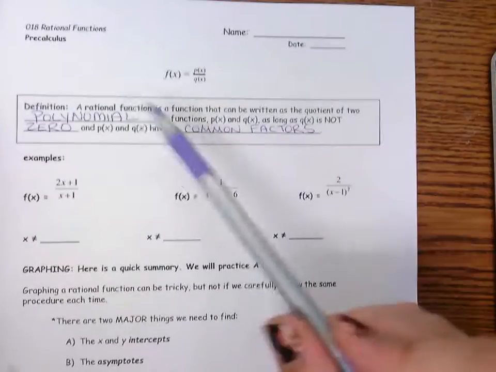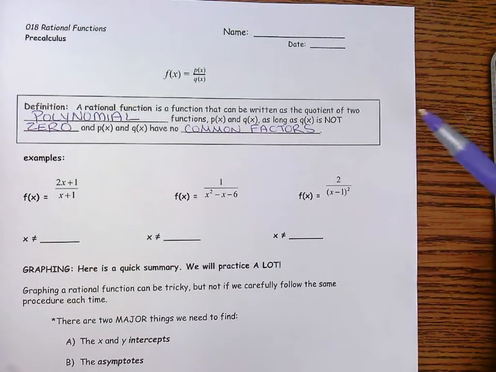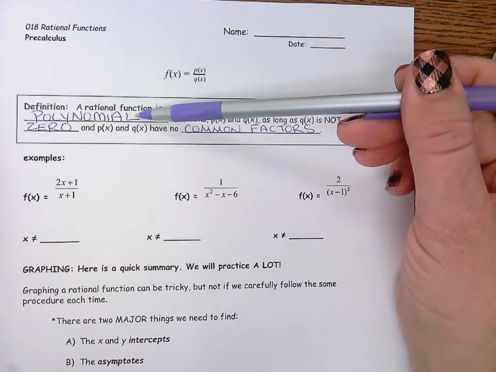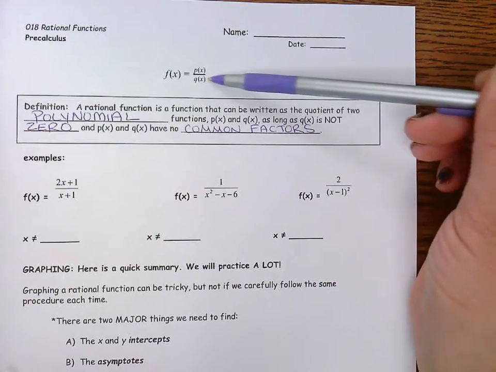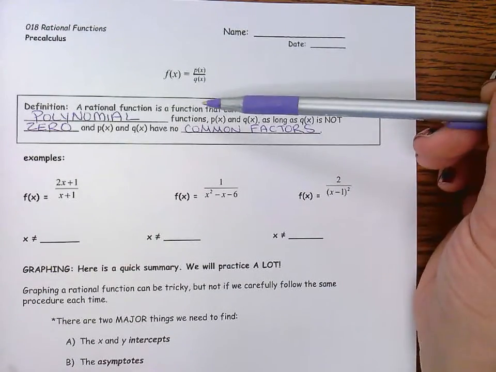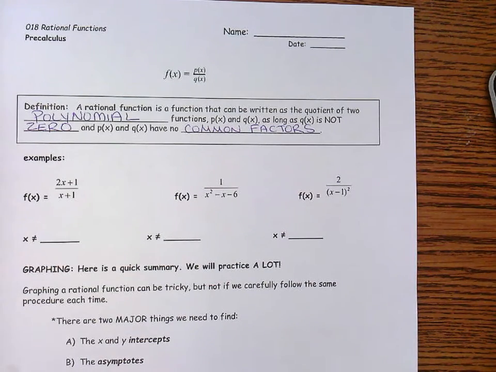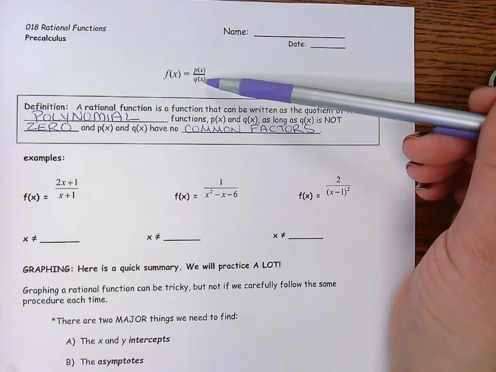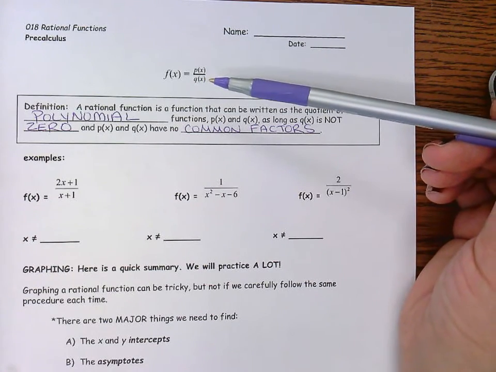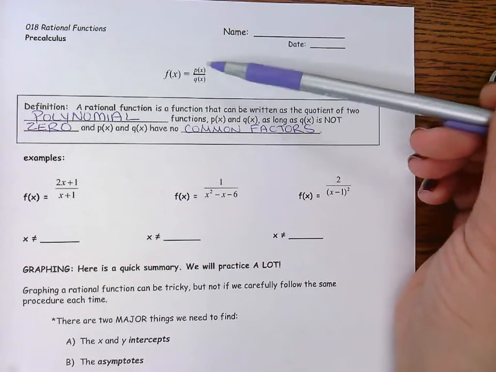All right, so a rational function up here is a function that can be written as the quotient of two polynomial functions, p of x and q of x, as long as q of x is not 0, because you can't divide by 0, and p of x and q of x have no common factors. Another thing to point out, these have to be polynomial functions, right? So they can't have things like exponents that are -1 or 1/2. These are still abiding by the rules that those are polynomial functions.